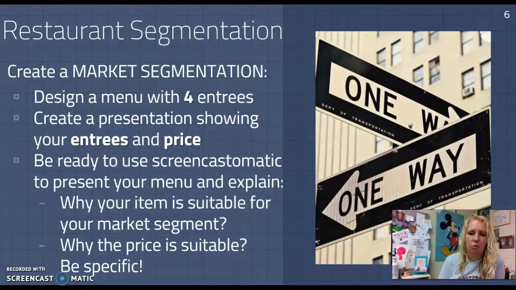again, ages 5 to 12-year-olds who love fried food, who only like to eat things that are the color yellow. Okay, my menu would look like macaroni and cheese, fried mac and cheese balls, French fries, and chicken nuggets. Okay, so that's kind of the idea behind this. I want you to create a menu with 4 entrees, all right, for your market. Create a presentation telling me what your market is on the first slide, and then showing me your entrees and prices on the next. Be ready to defend your market.